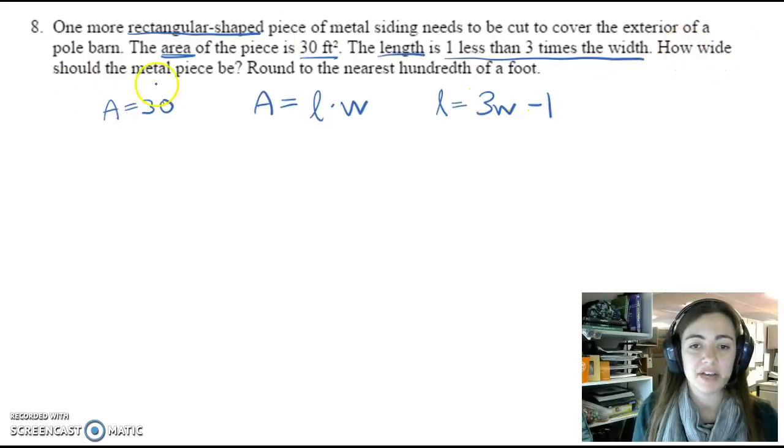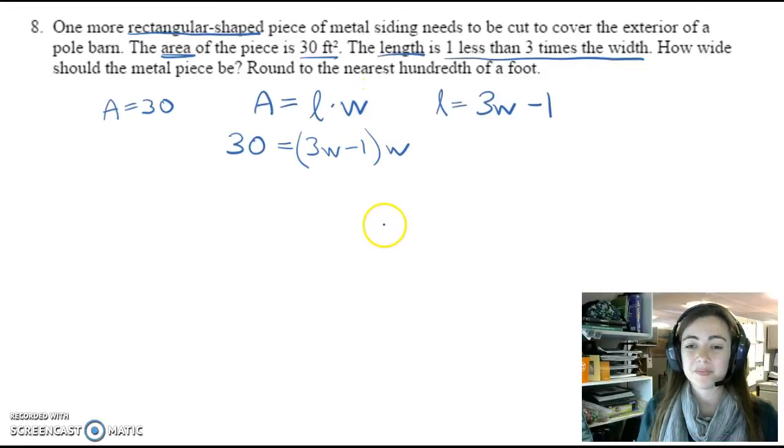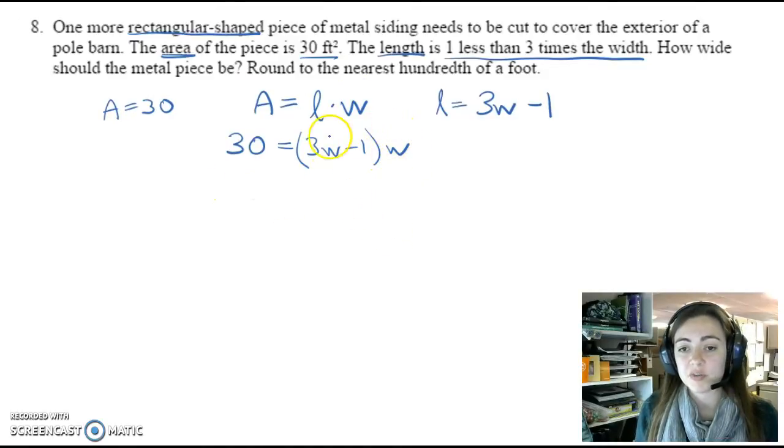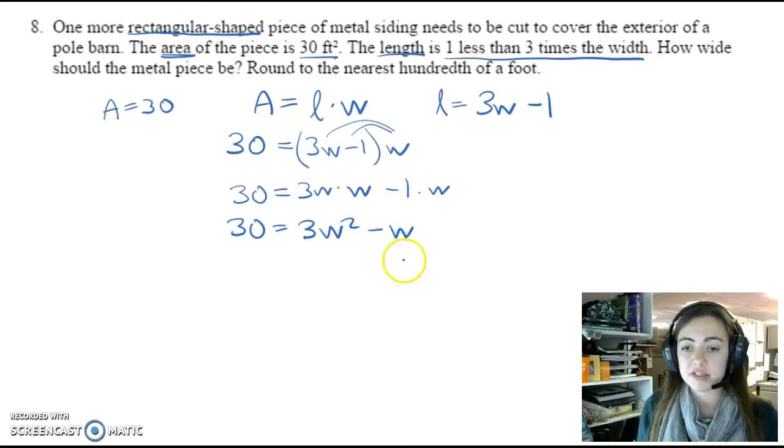Now we want to know how wide the metal piece should be, so we want to solve for w here. Let's start substituting in what we know. In general, area is equal to length times width, but we know our area to be 30 feet squared in this case. Our length we know is 3w minus 1, and we're multiplying all of that times w. So let's start simplifying. We can do the distributive property, making sure every term is multiplied. So we have 3w times w and negative 1 times w. So we have 3w squared minus w.